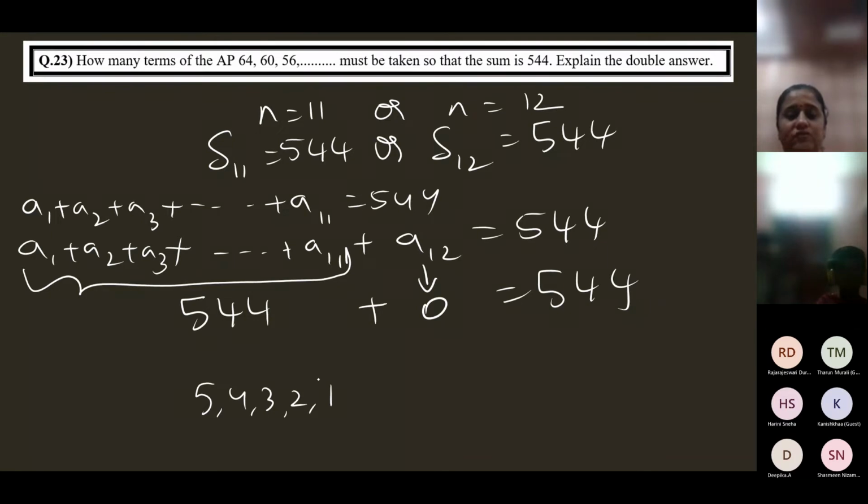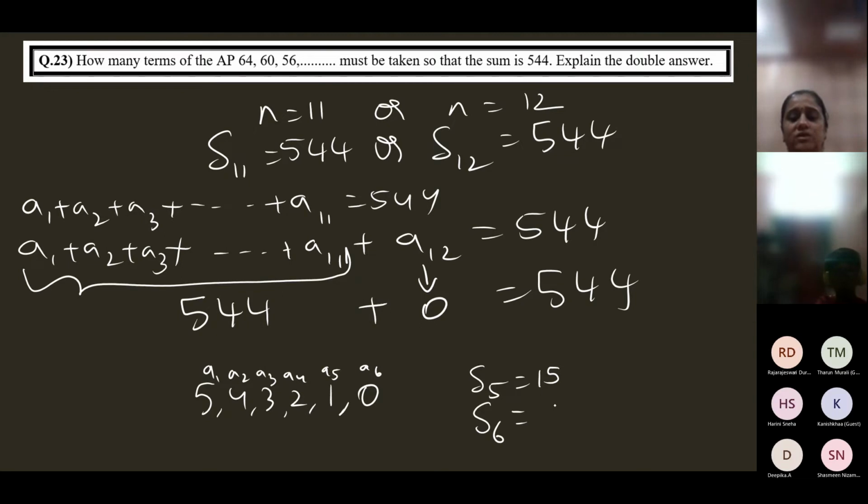15. Now what is the sum? 15. Why? See, this is A1, this is A2, this is A3, this is A4, this is A5. S5 is 15, that's what you all said. When you add the first 5 terms, the sum is 15. Now I've included one more number, and I asked you to find the sum of the first 6 numbers.